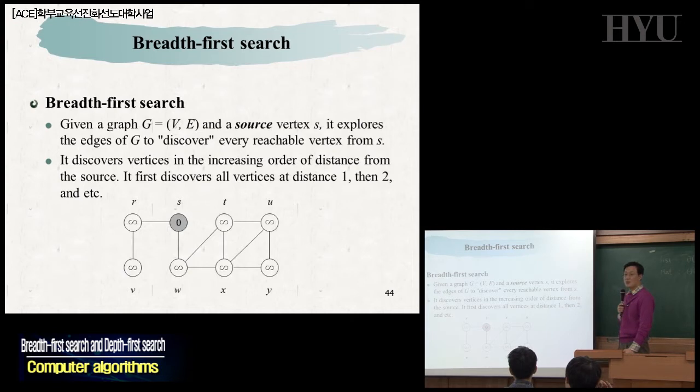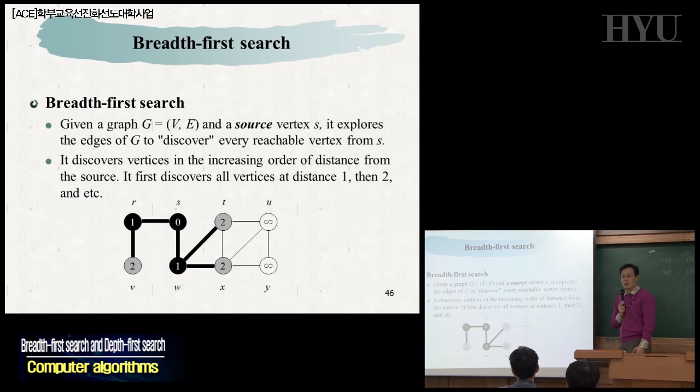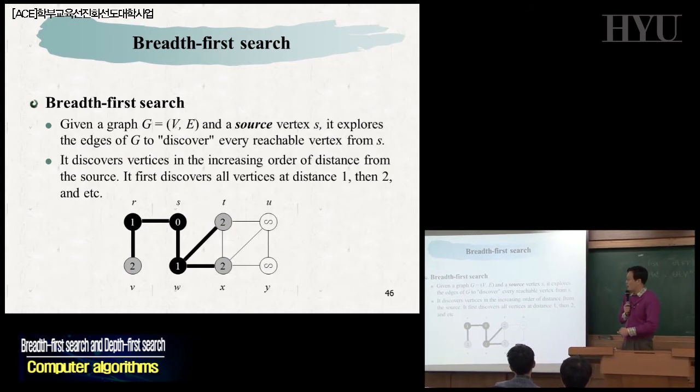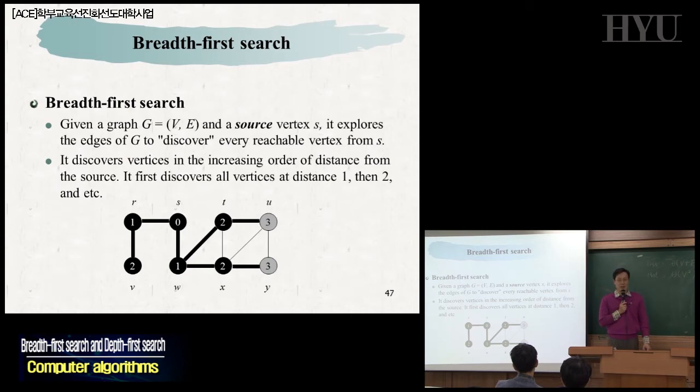What are the vertices with distance 1? So distance 1 vertices, what are they? R, W, yes. First we visit R and W. Distance 2 vertices. V, T, X, yes. Then we visit V, T, X. And look at the color. So first, unvisited vertices are white. And then newly visited vertices are gray. And vertices whose adjacent vertices are already visited, they are black. And then finally, U and Y are vertices at distance 3.